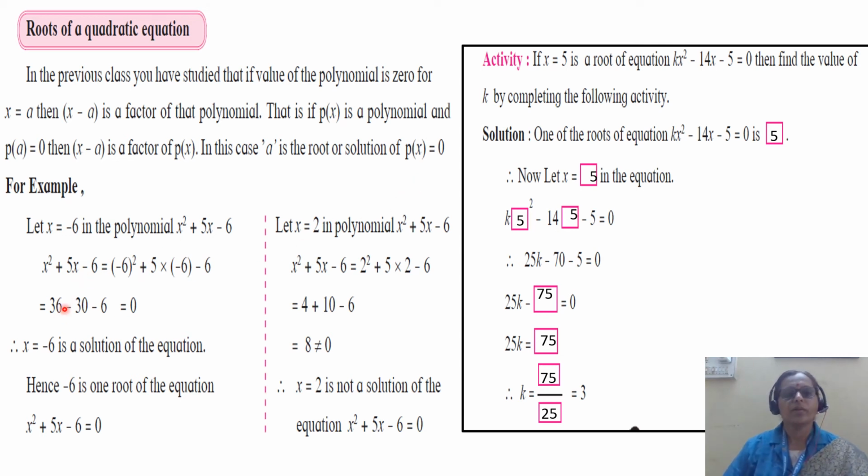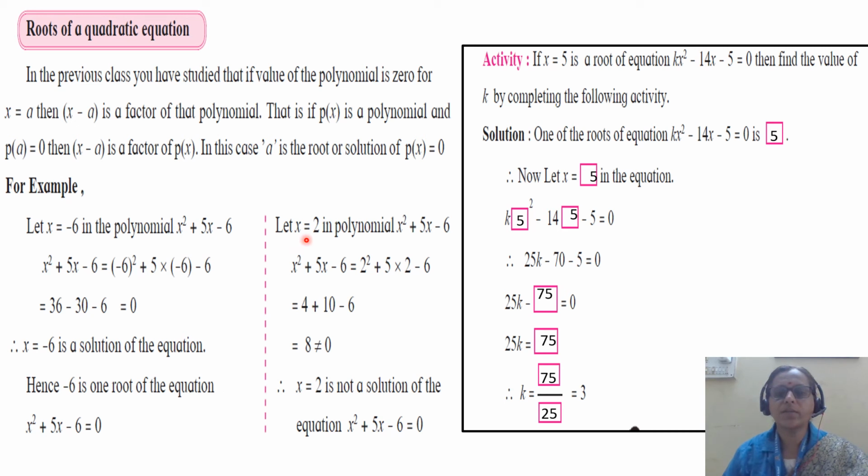So now one example is given over here. x is equal to minus 6 in polynomial x square plus 5x minus 6. Put value of x as minus 6. Substitute the value. Minus 6 square is 36. Minus of this product is 30 minus of 6. So 36 minus 36, 0. Which means right hand side is 0. So x is equal to minus 6 is a solution of your quadratic equation, and therefore it is one of the roots of your given equation.